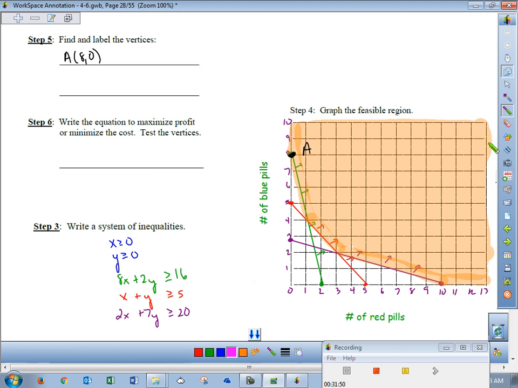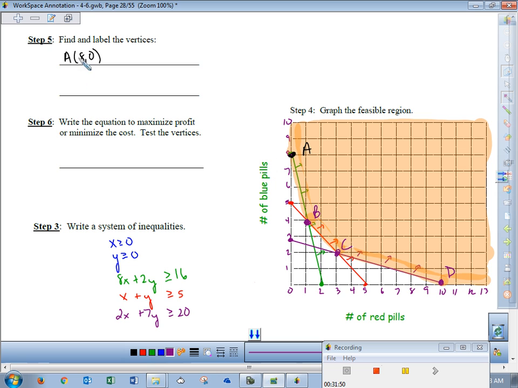Find and label the vertices. So the vertices of this polygon are, here's one of them right here. Here's another one. Let's call him B. Here's another one, C, and here's another one, D. It's like all of these corner type places. So A, B, C, and D. Found A already. He's obvious.